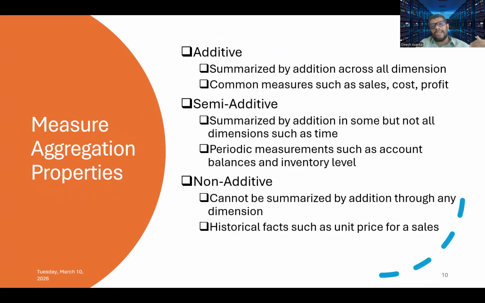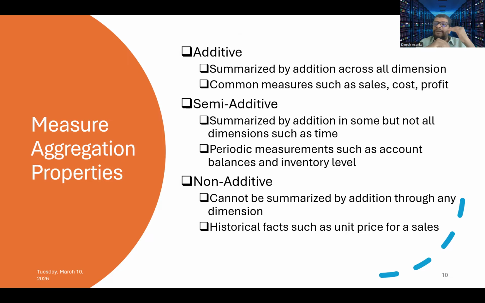That is, you can add across all parameters. For example, sales amount. Now I can add today's sales amount with the previous day's sales amount, last week's sales amount, and I can say sales amount between this and this. And then there are some semi-additive measures.